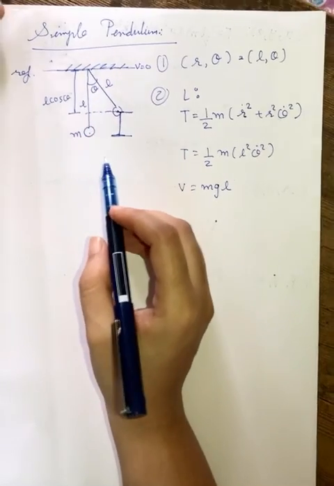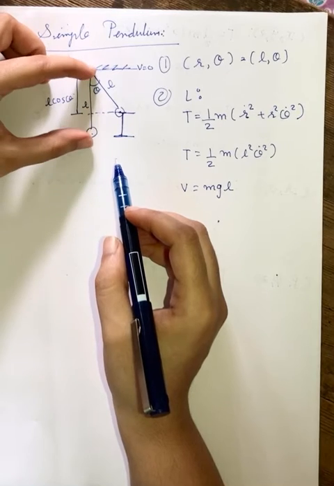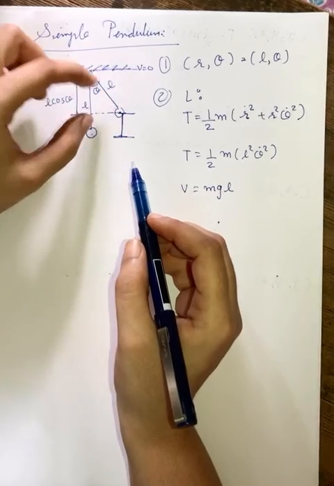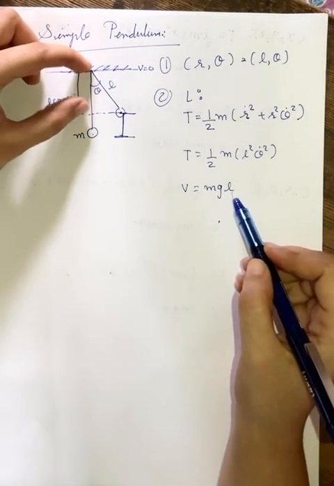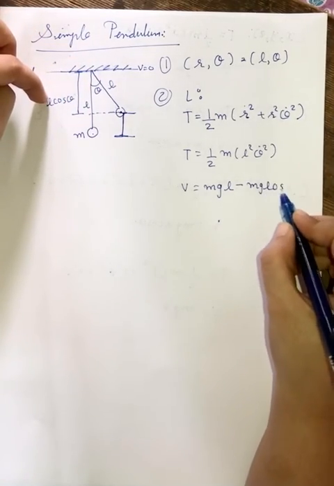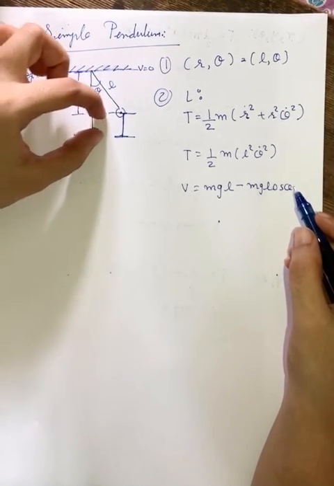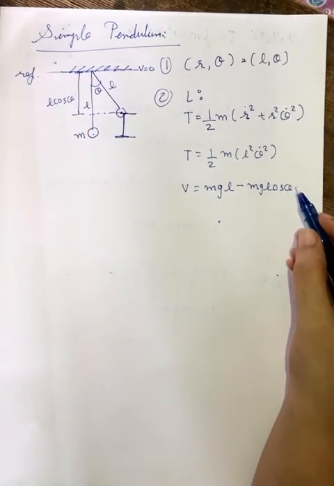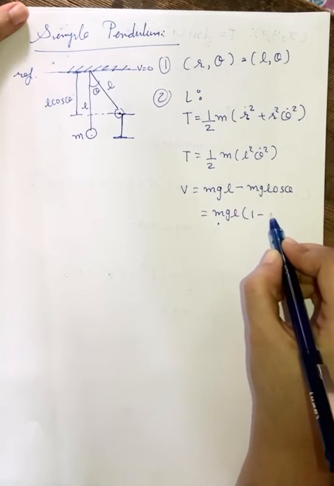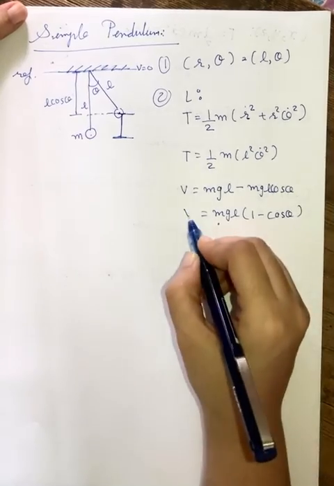If you subtract this potential from the full potential, you will be left with the height it has raised. So the full potential is mgl, and this potential is mg times the height, which is L cos theta. So full minus this will give you this. Of course, this is the same height. If we take mgl as common, you have 1 minus cos theta. This is your potential.